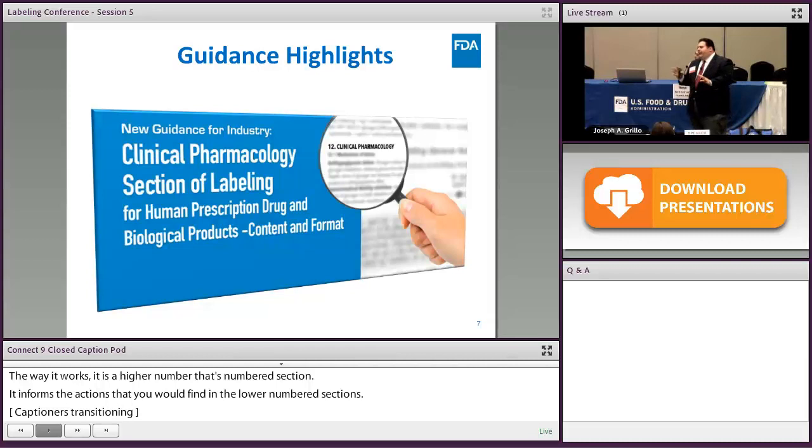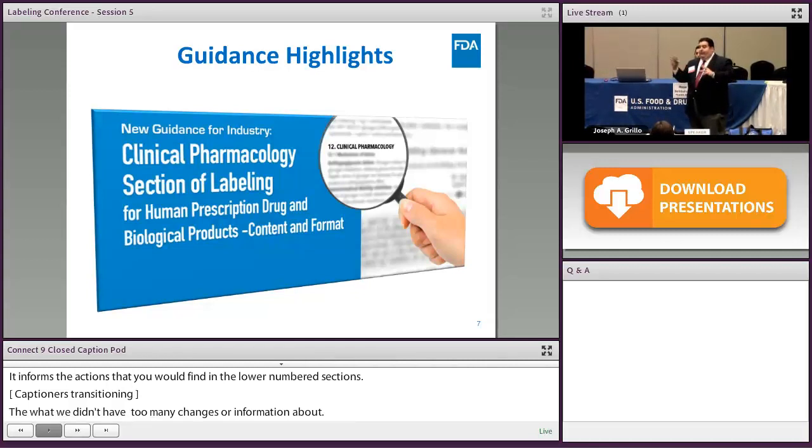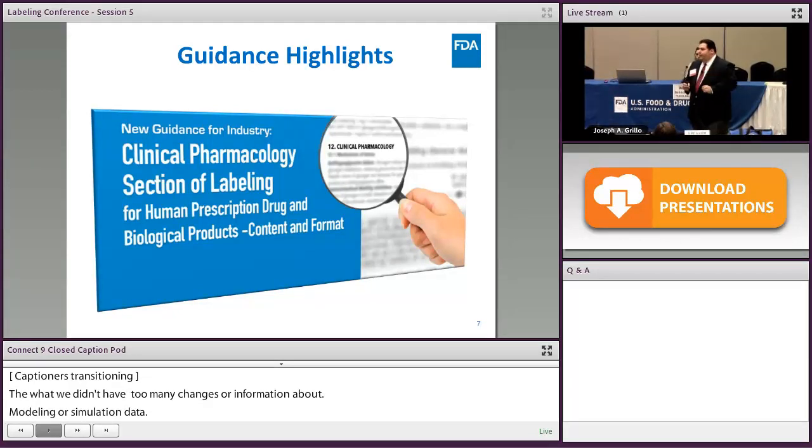So the what, we didn't have too many changes. There's some new information about modeling and simulation data. The where, there were quite a few changes. We'll talk about them, formatting, putting things slightly in different places and whatnot.